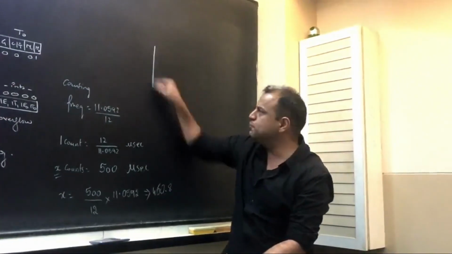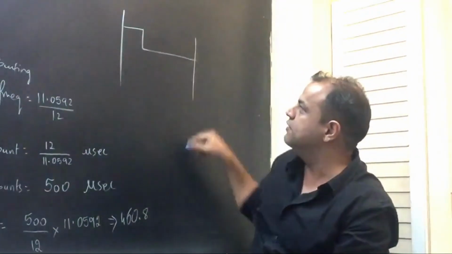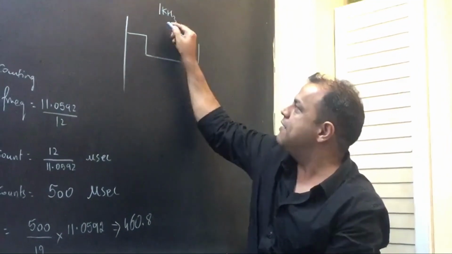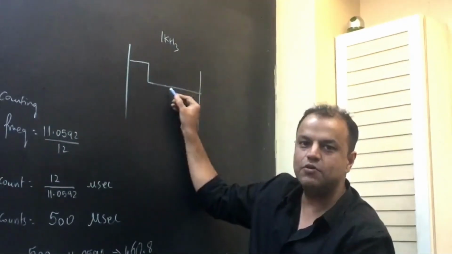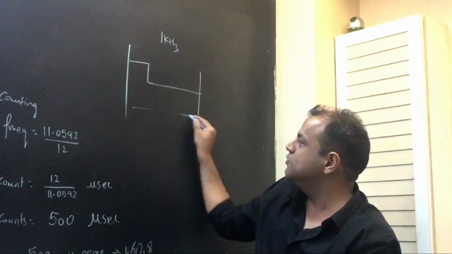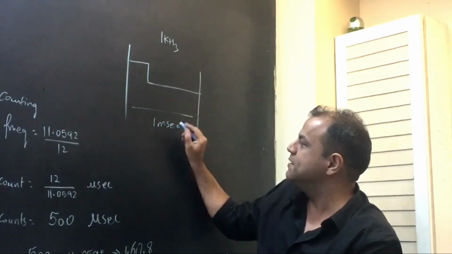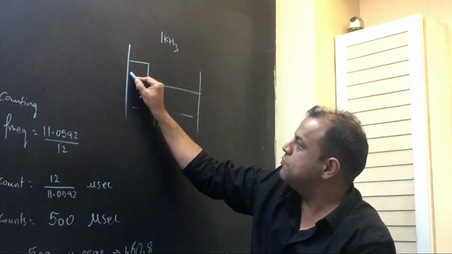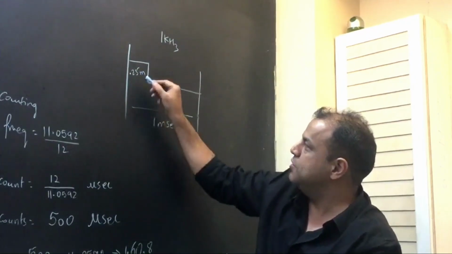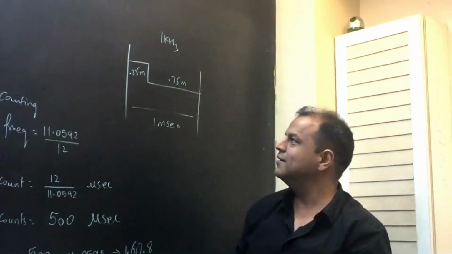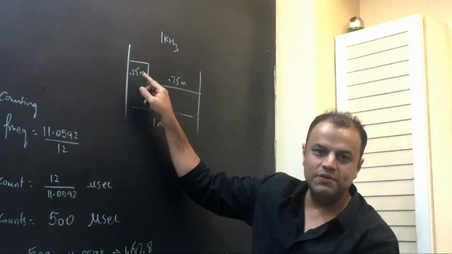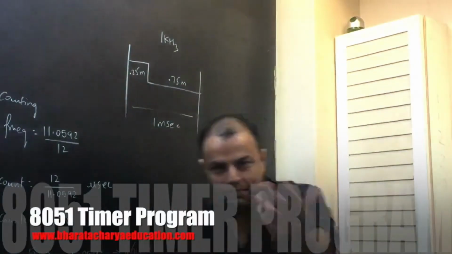Now, suppose they ask you to produce a rectangular wave of 1 kilohertz having 25% duty cycle. 25% duty cycle means on time is 25%, off time is 75%. 1 kilohertz waveform means 1 millisecond is the time period. 25% means 0.25 millisecond will be the on time, and 0.75 millisecond will be the off time. Done. So 0.25 millisecond means 250 microseconds, and this is 750 microseconds.